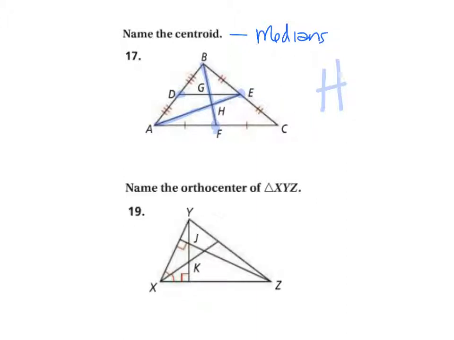All right, same idea on number 19 here, but I'm doing orthocenters. So those are altitudes. Altitudes come from a vertex perpendicular to the other side. From a vertex perpendicular to the other side. This next one I can't do because it's not perpendicular. So I just have these two altitudes. They intersect here at J. J is my orthocenter.